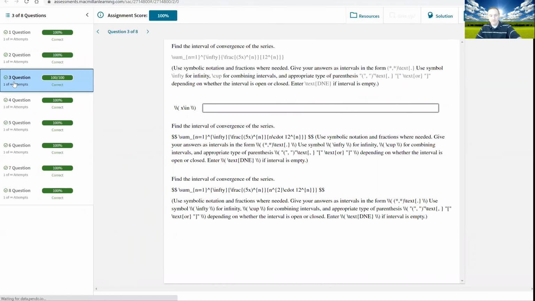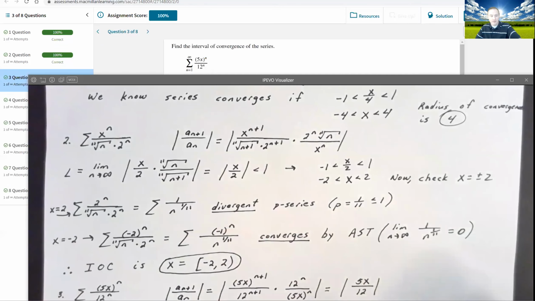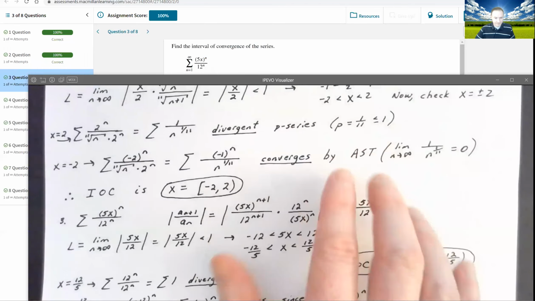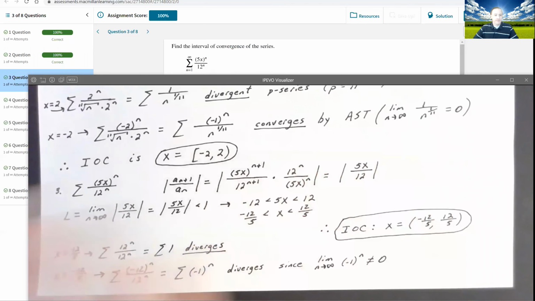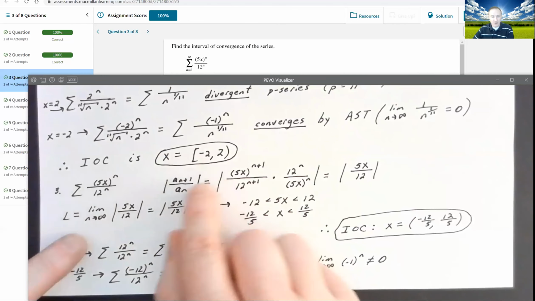For the next question on Achieve, this was probably the longest one in this section because it had 3 parts to it. No problem. Let's take a look at the first part. It gave me the summation of the function 5x raised to the n power divided by 12 to the n power. So I said, okay, ratio test.